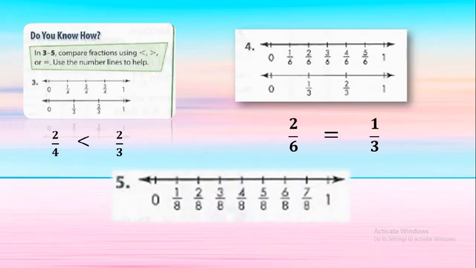And question number 5, compare 5/8 and 3/8. We have only one number line here because they refer to the same whole. They have the same denominators. So look at the number line. The fraction that is located to the right of another fraction on a number line has a greater value. So 5/8 is greater than 3/8. Very good. Good job, kids.